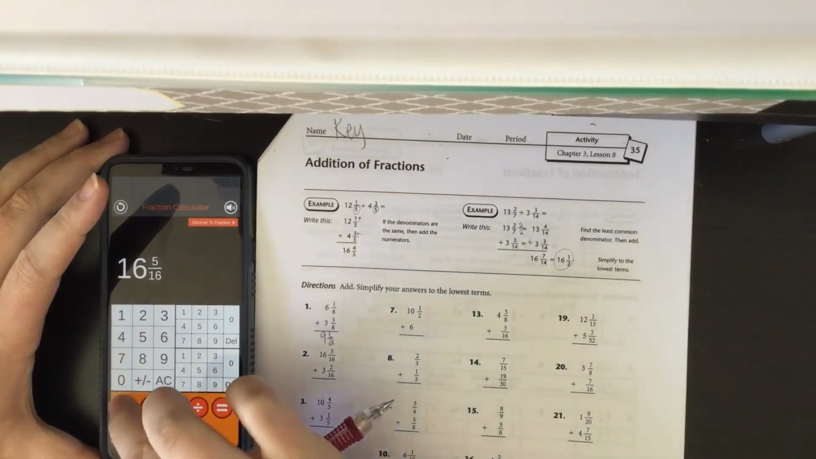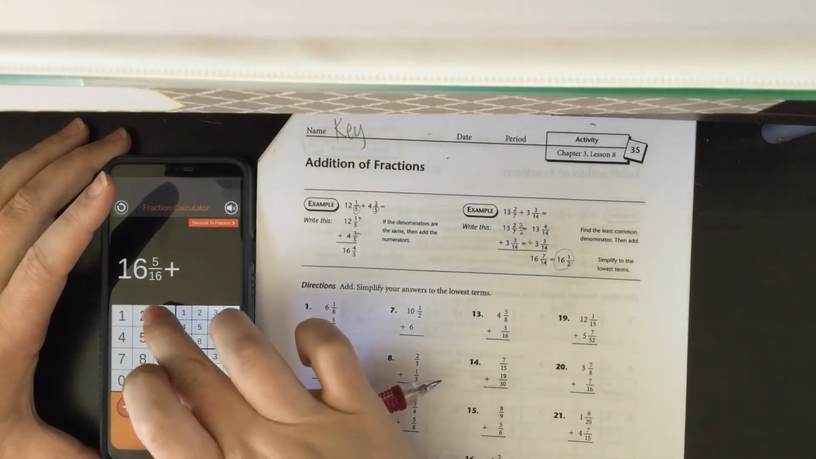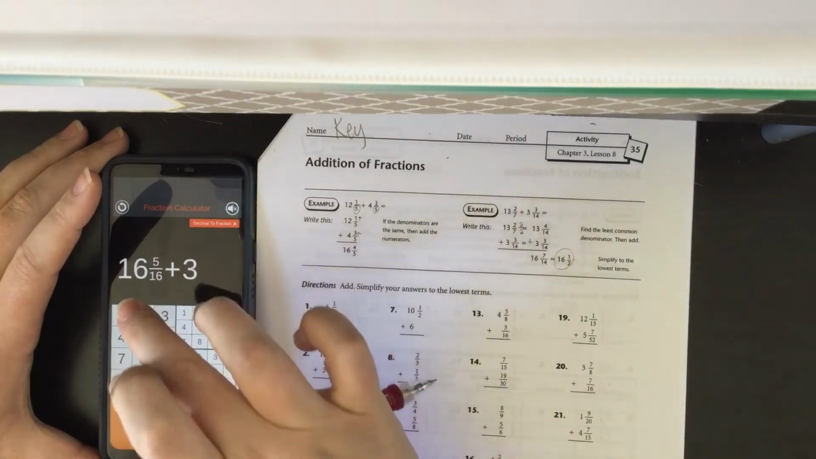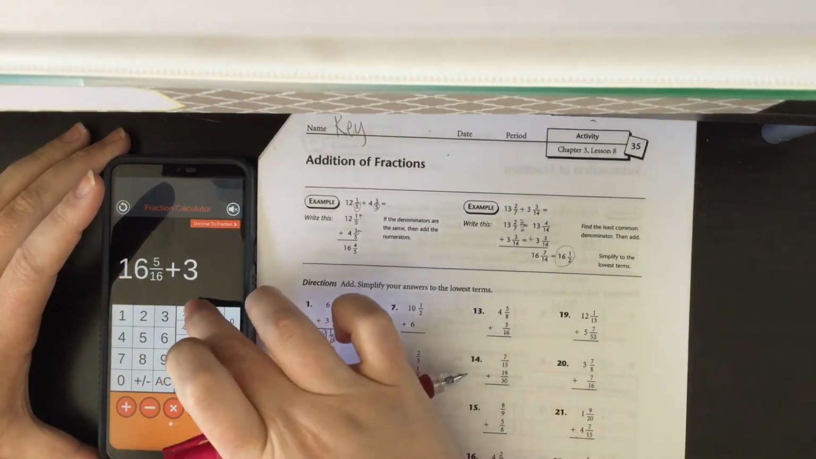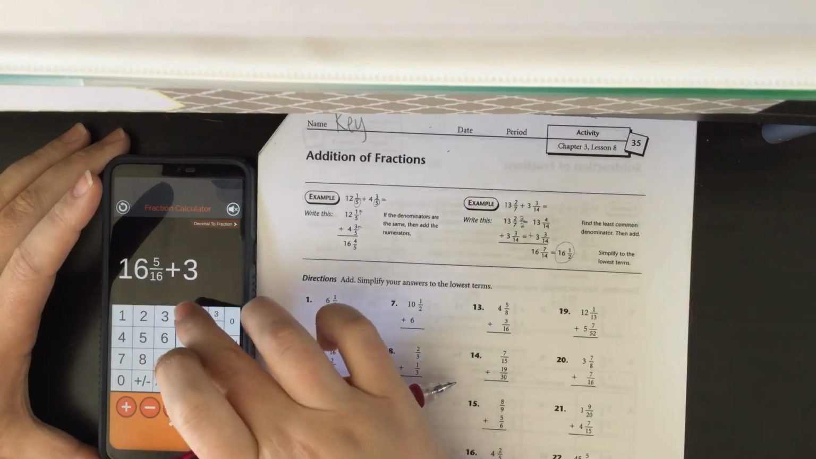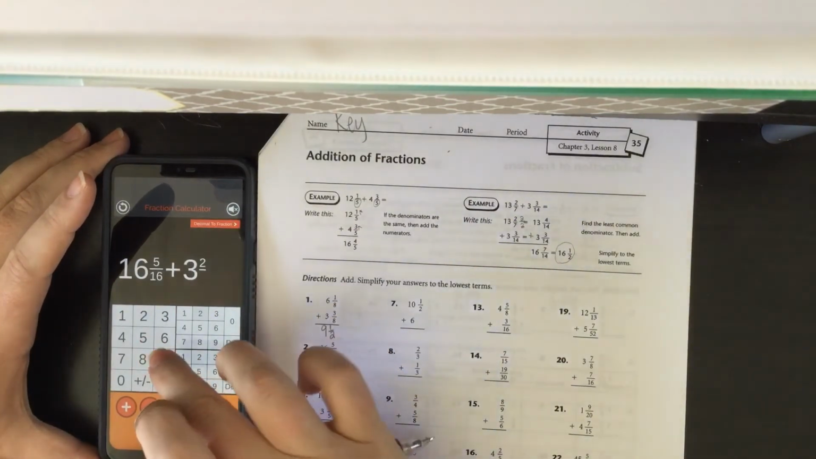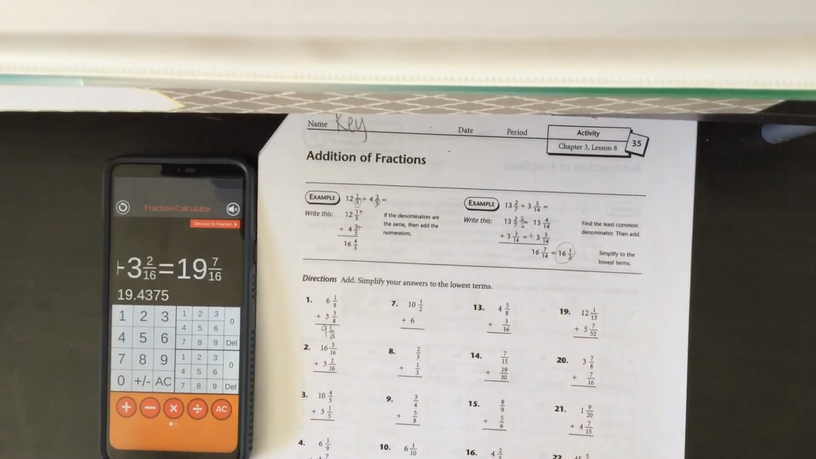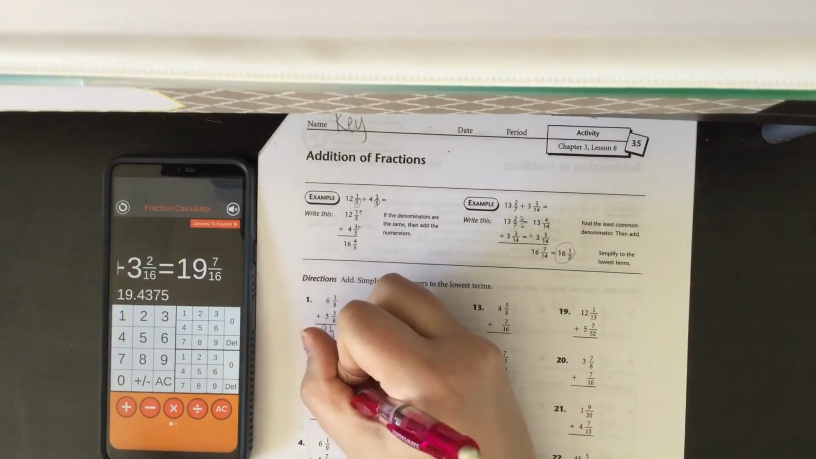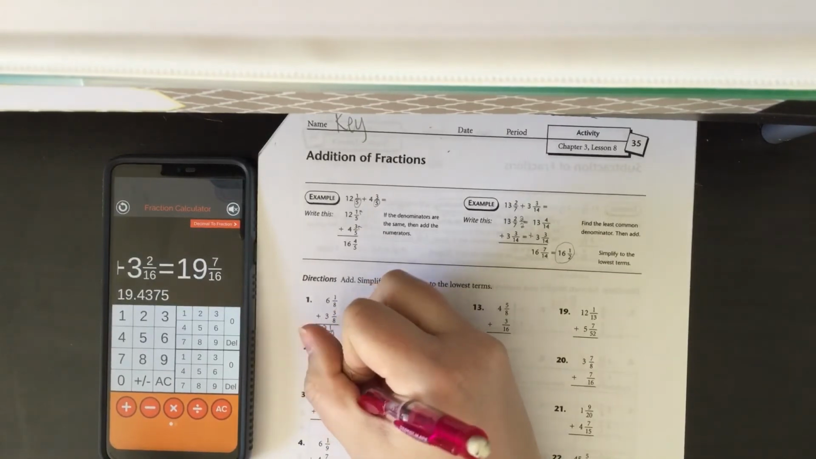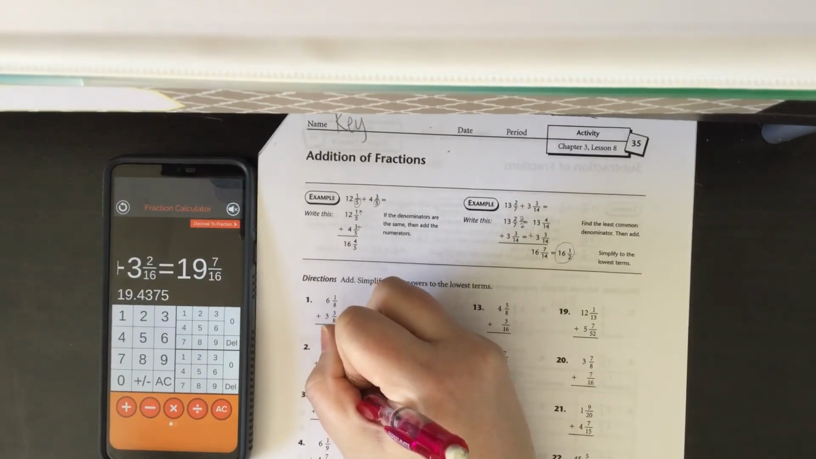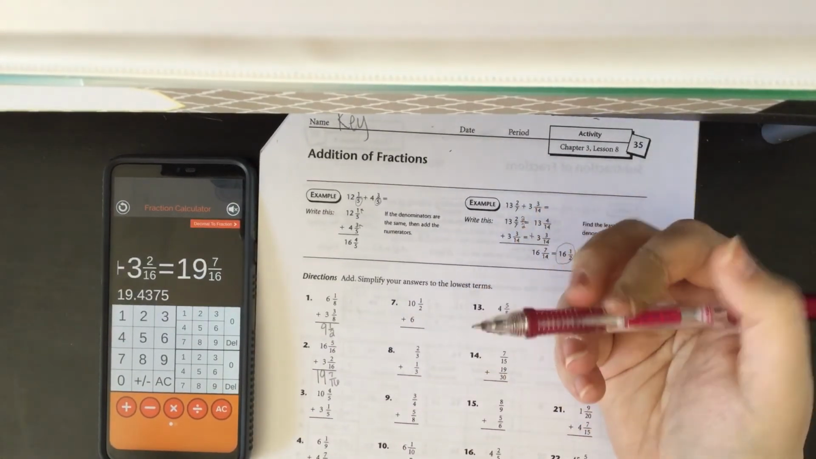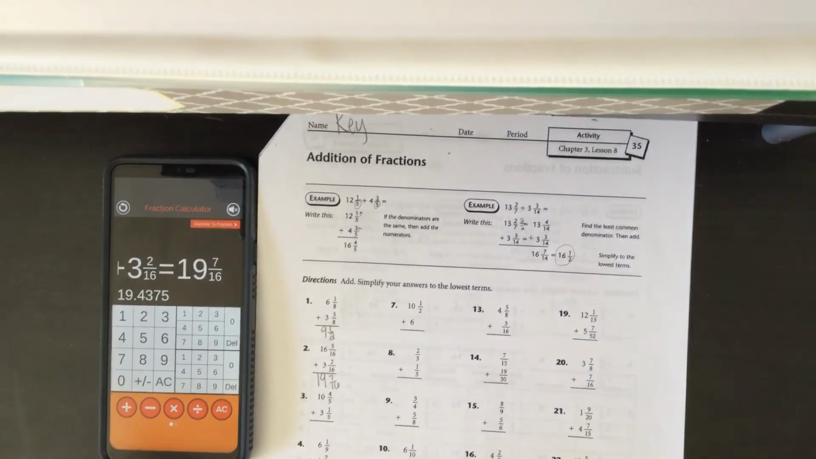We are adding, so plus 3, 3, and 2. You got to hit it just right for this one, over 16. Okay, once we have that in, we hit equals. It simplifies it for us, and we're left with our answer, 19 and 7/16. Okay, so we see from there that our denominator stayed the same. It would have been simplified had we done it the old-fashioned way.